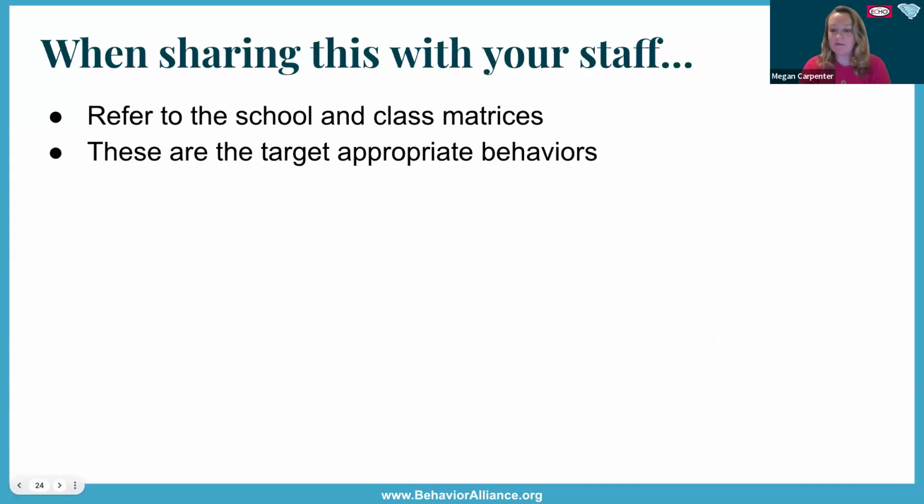So when you're sharing with your staff, this isn't new. You're going back to the school class matrices and looking at these target appropriate behaviors. This is a place where maybe different grade levels are targeting different behaviors. Maybe teachers are targeting different behaviors, but they're all behaviors that are aligned to your norms. They're all tied to your matrices. Maybe as a school, you decide these are the 2 skills that we're going to focus on, or this is the one norm we're going to focus on. And you have to figure out what works for your setting.